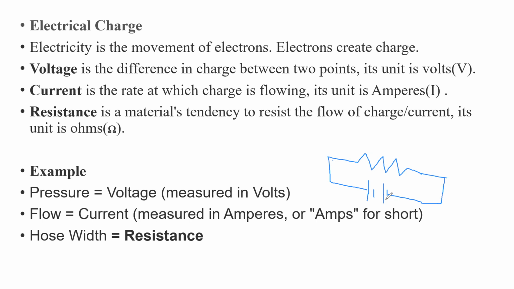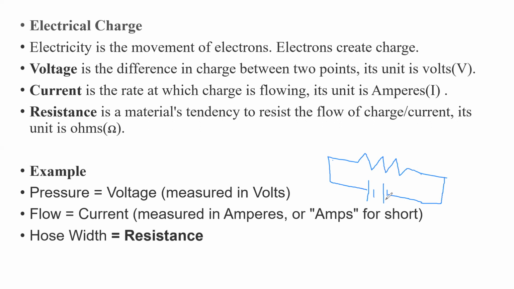Second one is what is current. Current is the rate at which the charge is flowing. The rate of change of the charge is called current. How fast it is going. So that unit is called ampere.